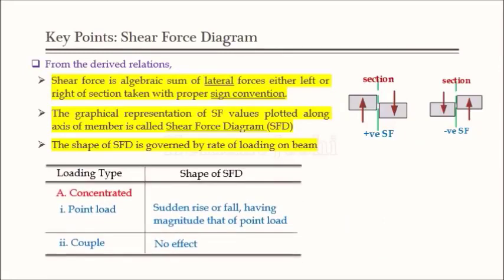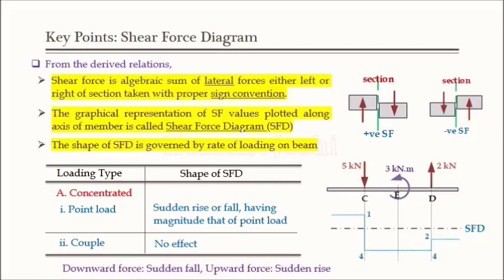Basically, if I think about the loading, there are two types of loading effects. One is concentrated load and second is distributed load. So focus one by one. Concentrated load has two varieties again: one is a concentrated point load, and second is a couple acting at a point. Whenever a concentrated point load is there, the shear force diagram has a sudden change like this, a sudden rise or fall. And you observe that whenever the load is acting downward, it is a fall, and whenever the load is acting upward, it is a sudden rise.